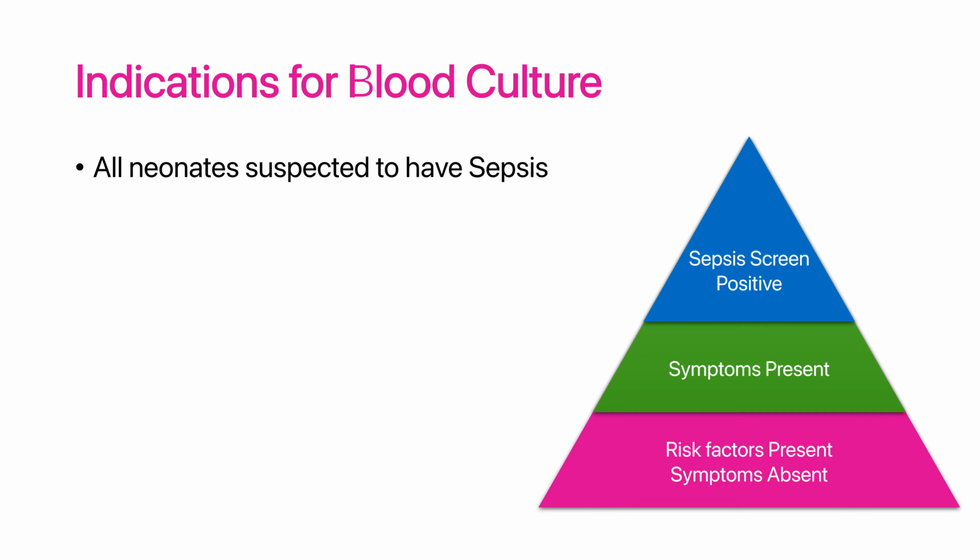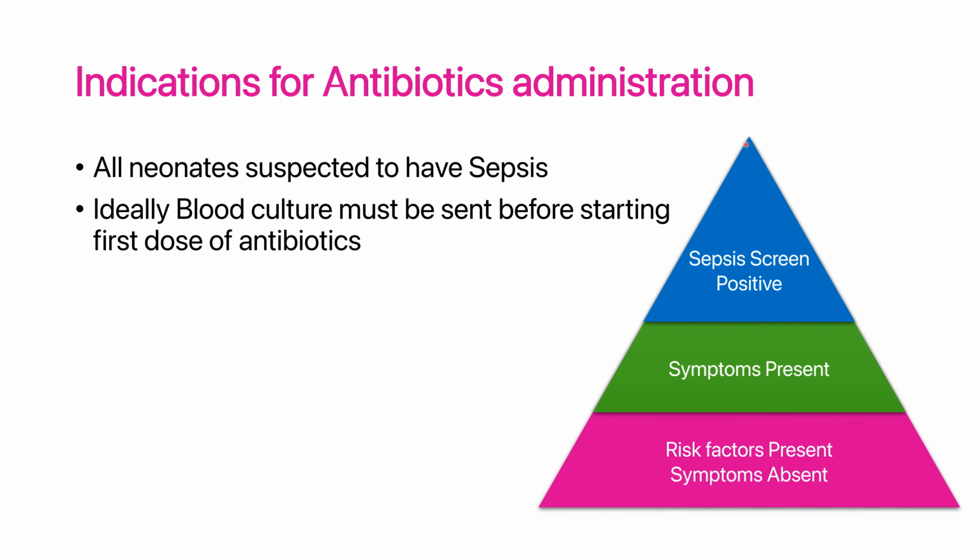If risk factors are present also, then blood culture must be sent. Indications of starting antibiotics: when do we start antibiotics? The answer is, in whichever baby you suspect neonatal sepsis, you start antibiotics in that baby. So basically in all the cases, as we discussed in the previous slide also, you have to start antibiotics. But the important point to remember is that ideally blood culture must be sent before starting the first dose of antibiotics.